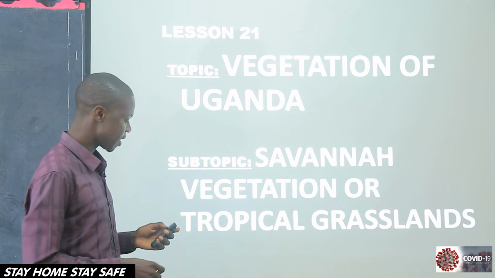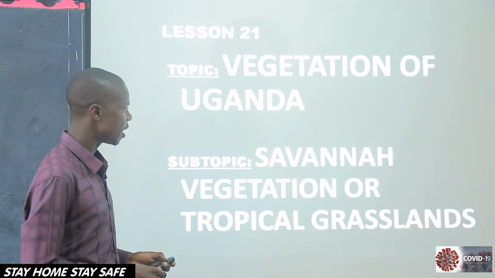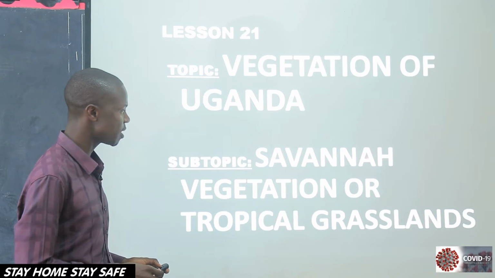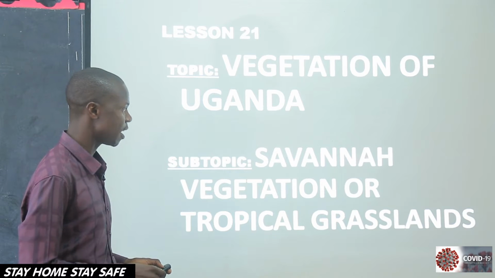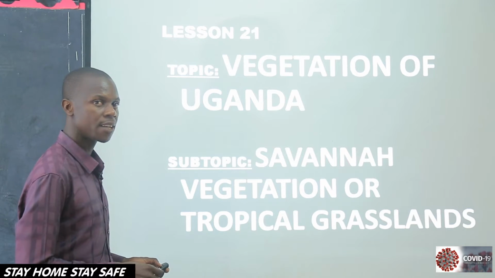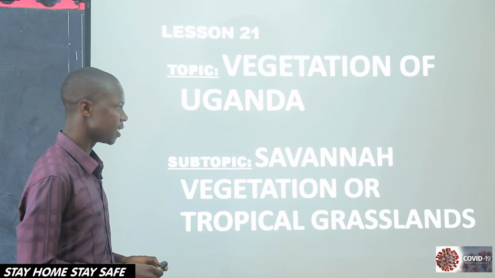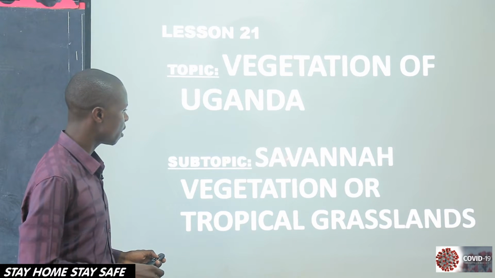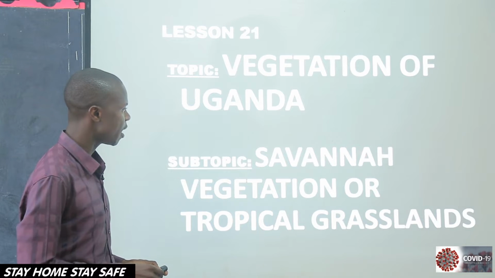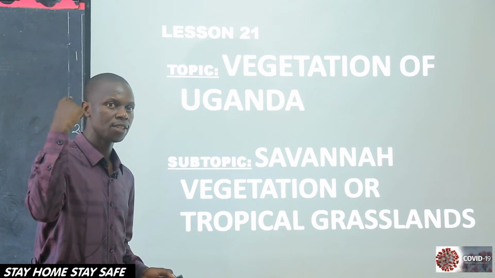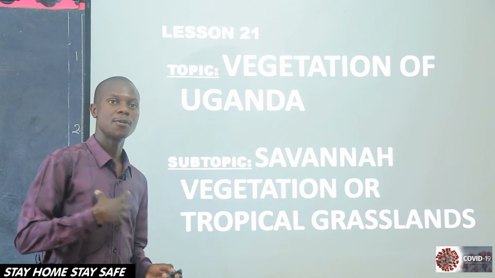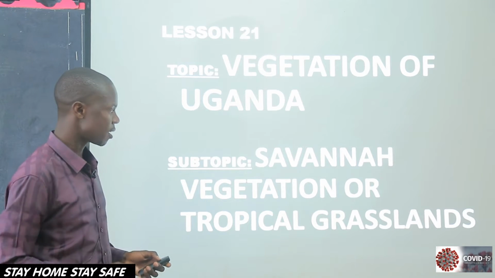I remember emphasizing this spelling for savanna. I told you it can have letter H at the end. You can write it without letter H. You can decide to end at A. All spellings are correct. So once again, can we spell the word savanna? Savanna, S-A-V-A-N-N-A-H. In the previous lesson, we had savanna without H. So I brought it here so that we can get used to the two spellings, okay?